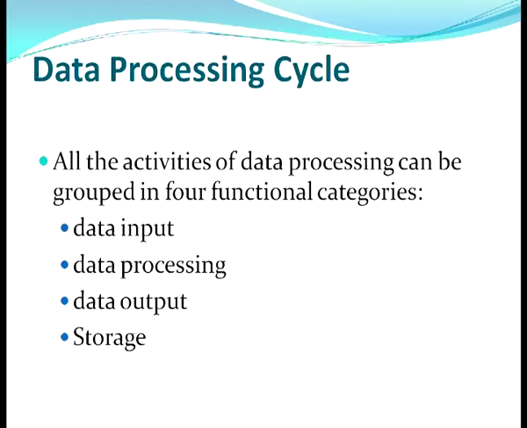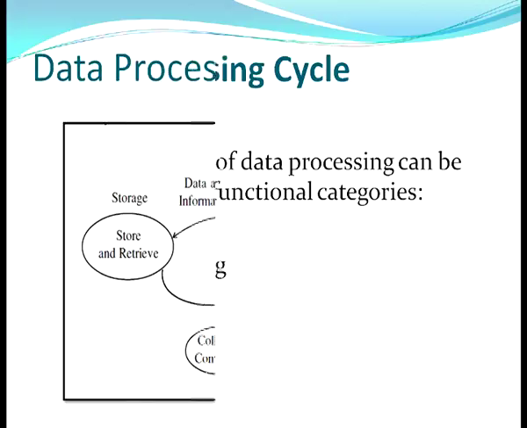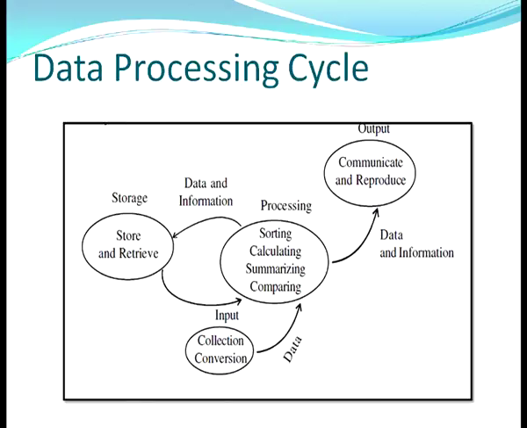After discussing all the categories, let's move on to the data processing cycle. A very important cycle to understand how the raw data is processed and converted to useful information. It involves the 4 functional categories, that is data input, data processing, data output and storage. This particular diagram shows you all the activities.